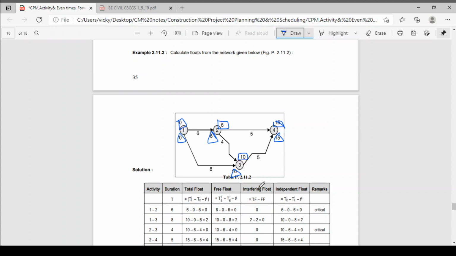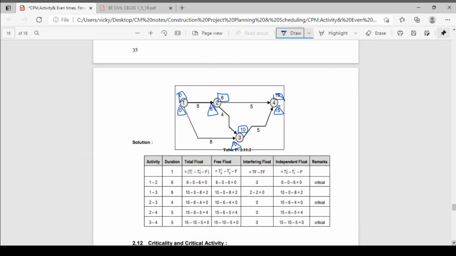Right, now we have to calculate the floats. First we write the activities: 1-2, 1-3, 2-3, 2-4, 3-5, 3-4. Okay, like that we have taken all the activities and written the durations. Now first total float. Total float for activity 1-2: 6 - 0 = 6, 6 - 6 = 0. Okay, total float is 0. Then free float: 6 - 0 = 6, 6 - 6 = 0. Okay, so this is also 0.